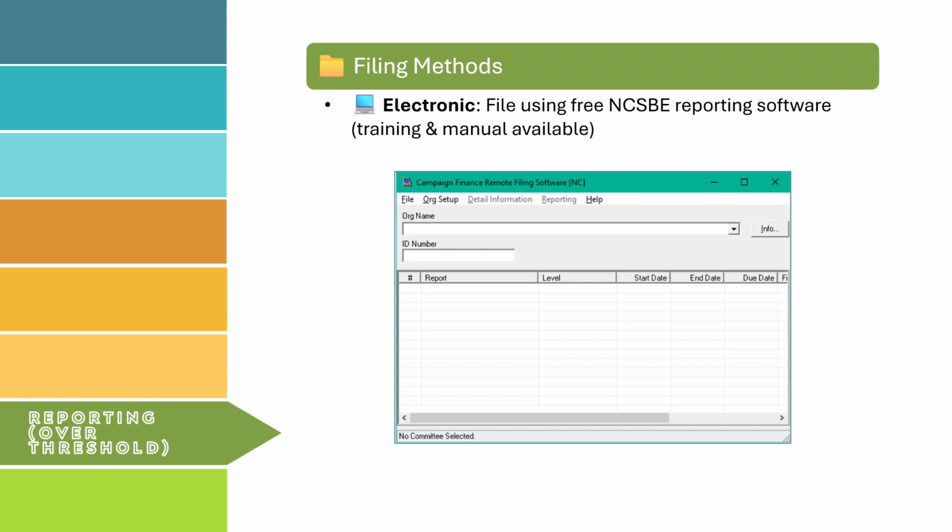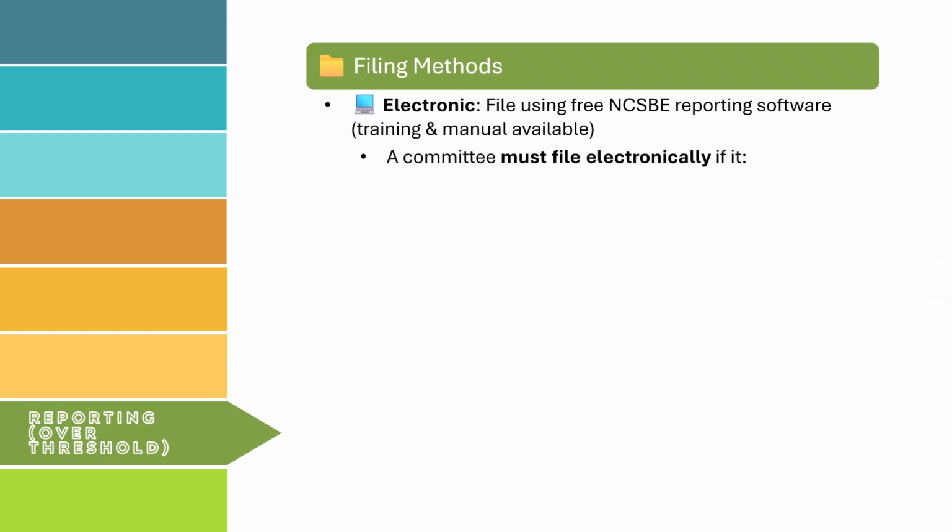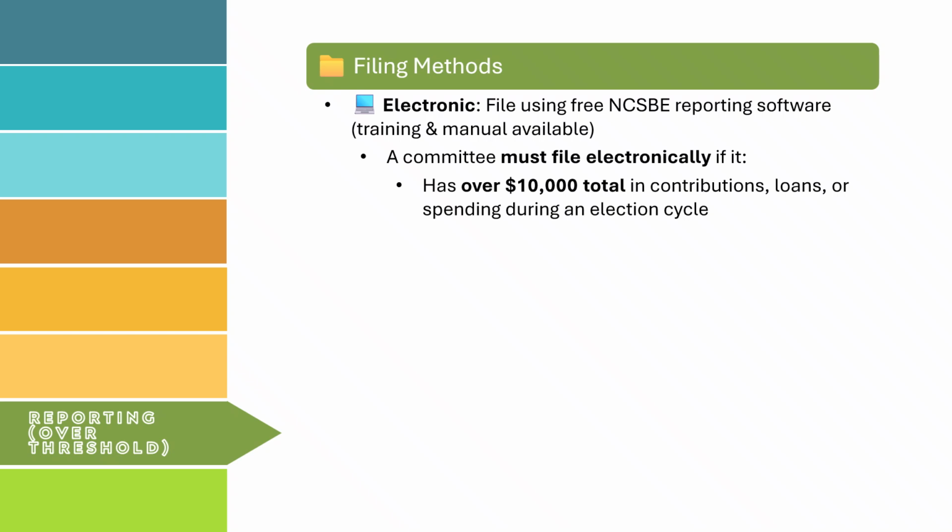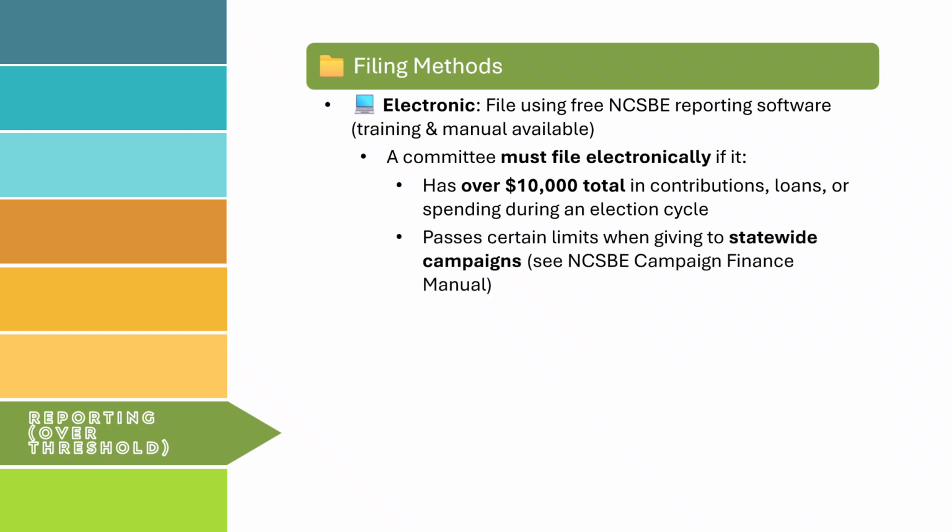Electronic filing is optional for most committees, but it is required for some. A candidate committee must file reports electronically if the total amount of contributions, loans, or spending during an election cycle adds up to more than $10,000. If a candidate believes they might exceed $10,000, it may be easier to file electronically from the start. Committees giving to statewide campaigns may have to file electronically if they pass certain limits. Check the NCSBE Campaign Finance Manual for more details.